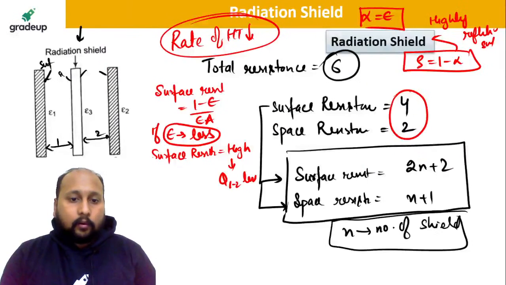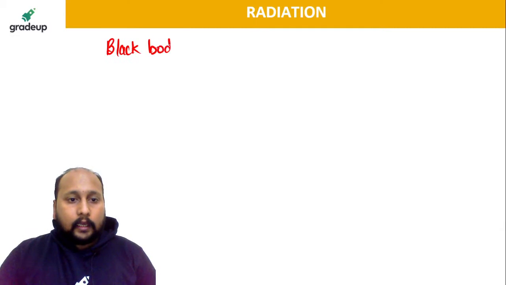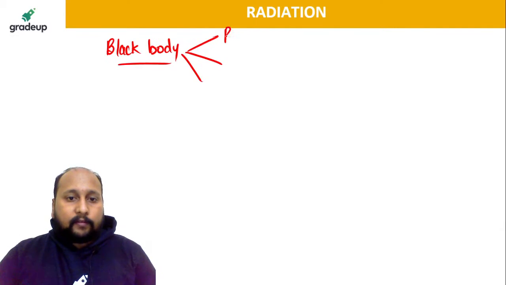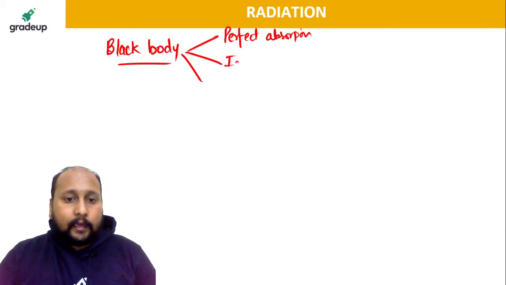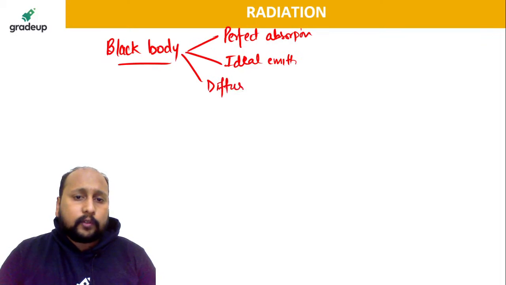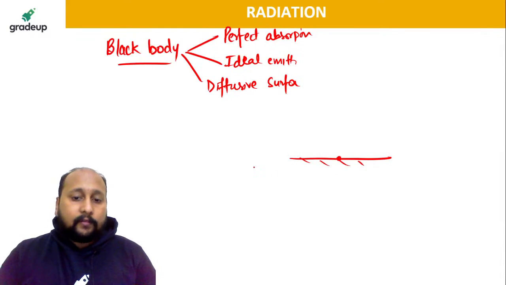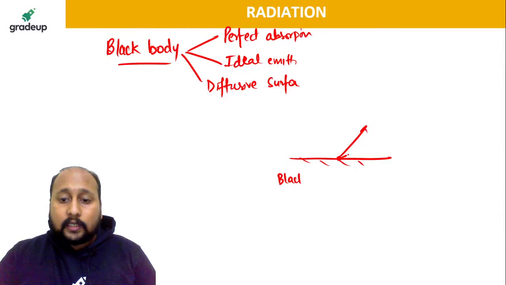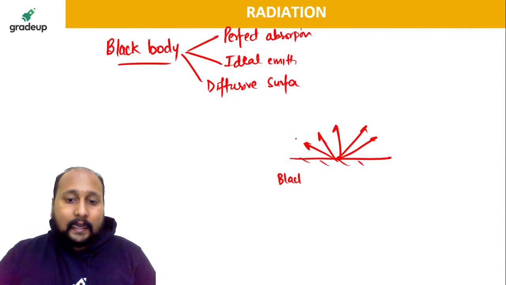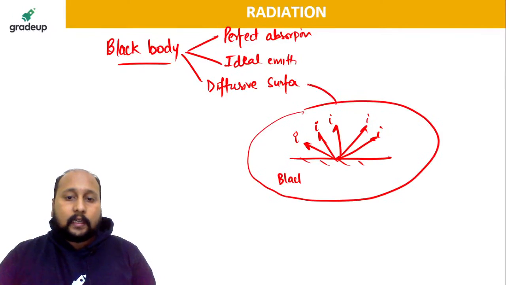Explain diffusion one more time. Now, if I say a black body, it has three distinct properties. A perfect absorber, which we have already seen with its expression and explanation, an ideal emitter, and the last one is a diffusive surface. What is a diffusive surface? It basically means that if there is a point on a black body, we'll have emissions equal in all directions. That means the intensity will be the same in all directions.